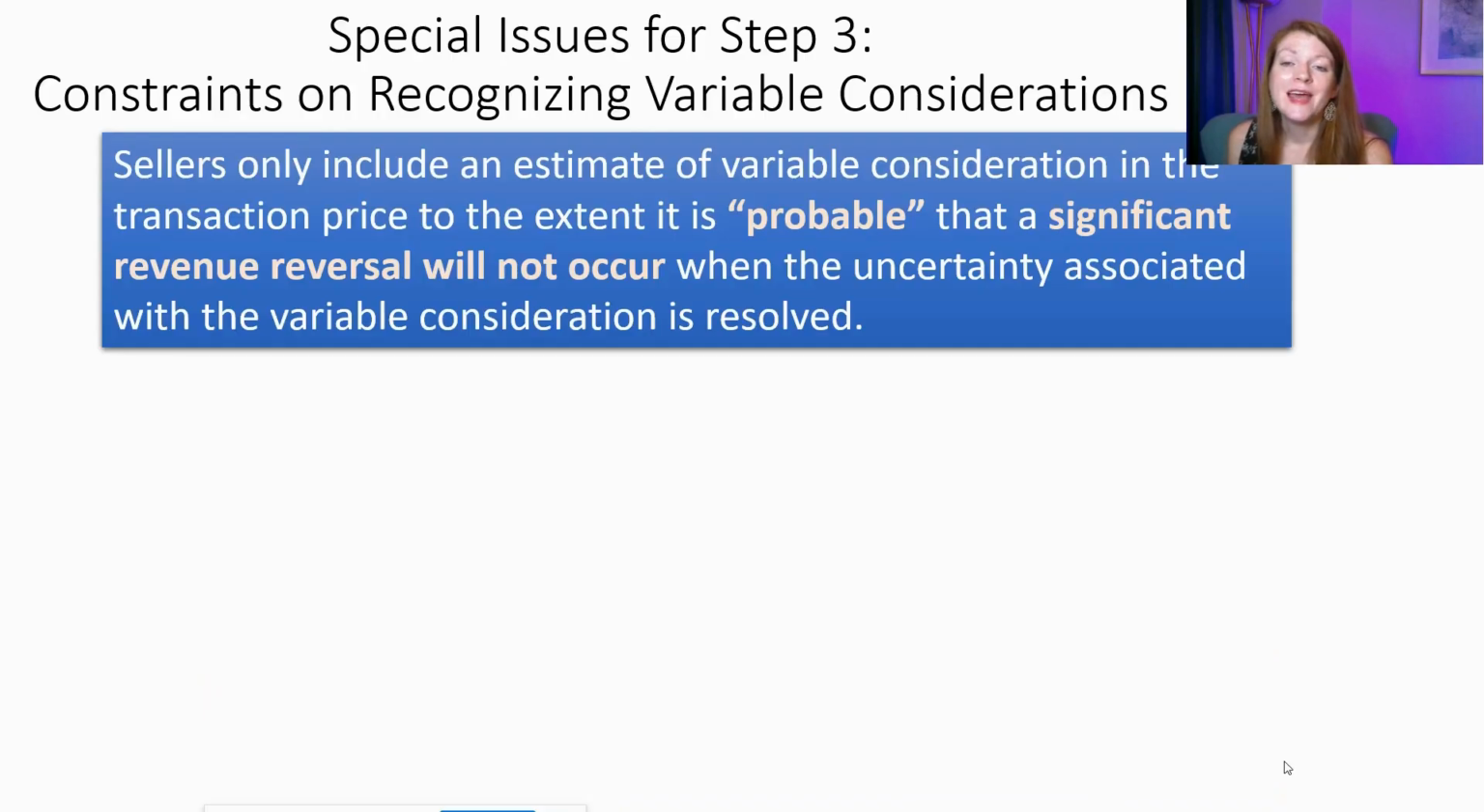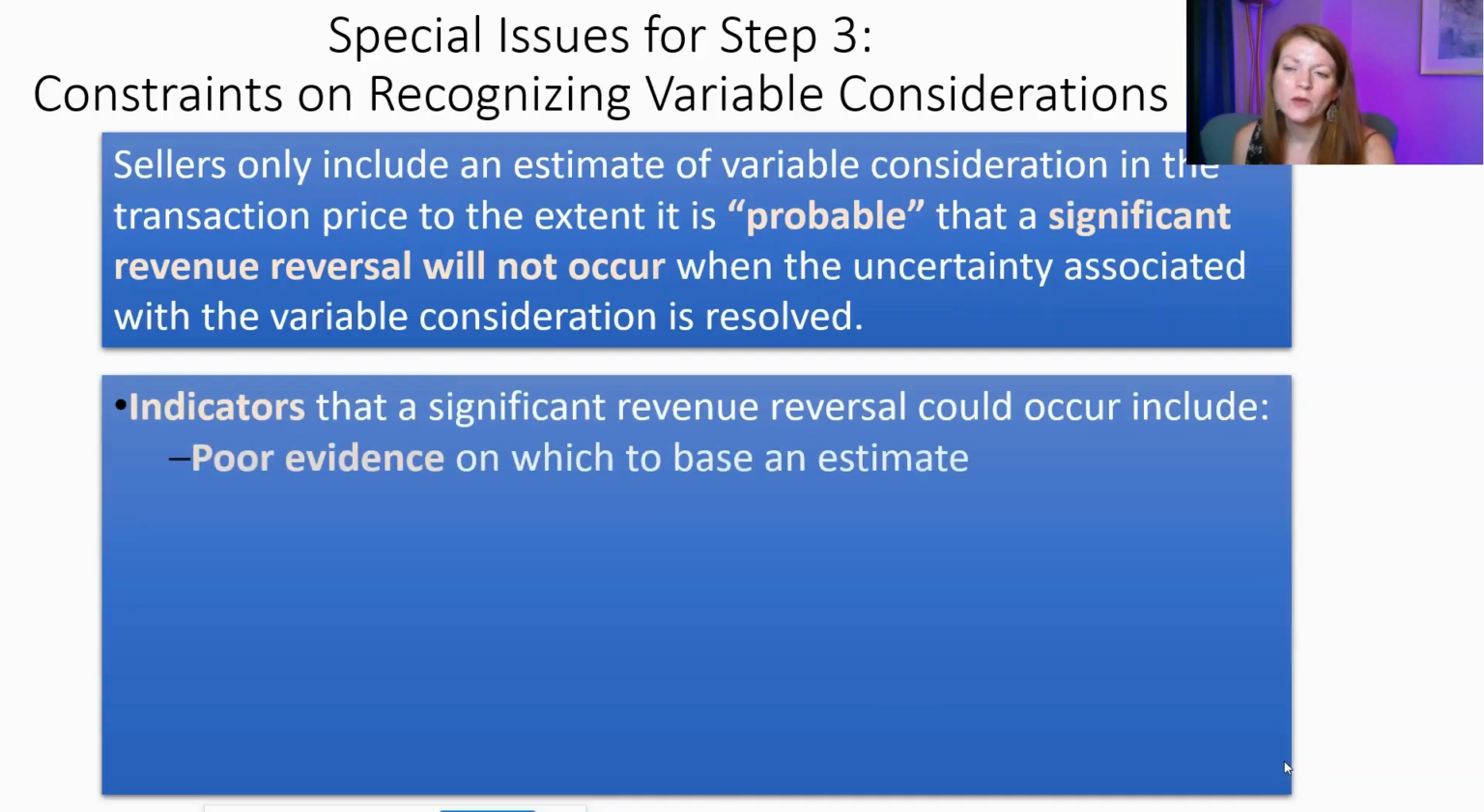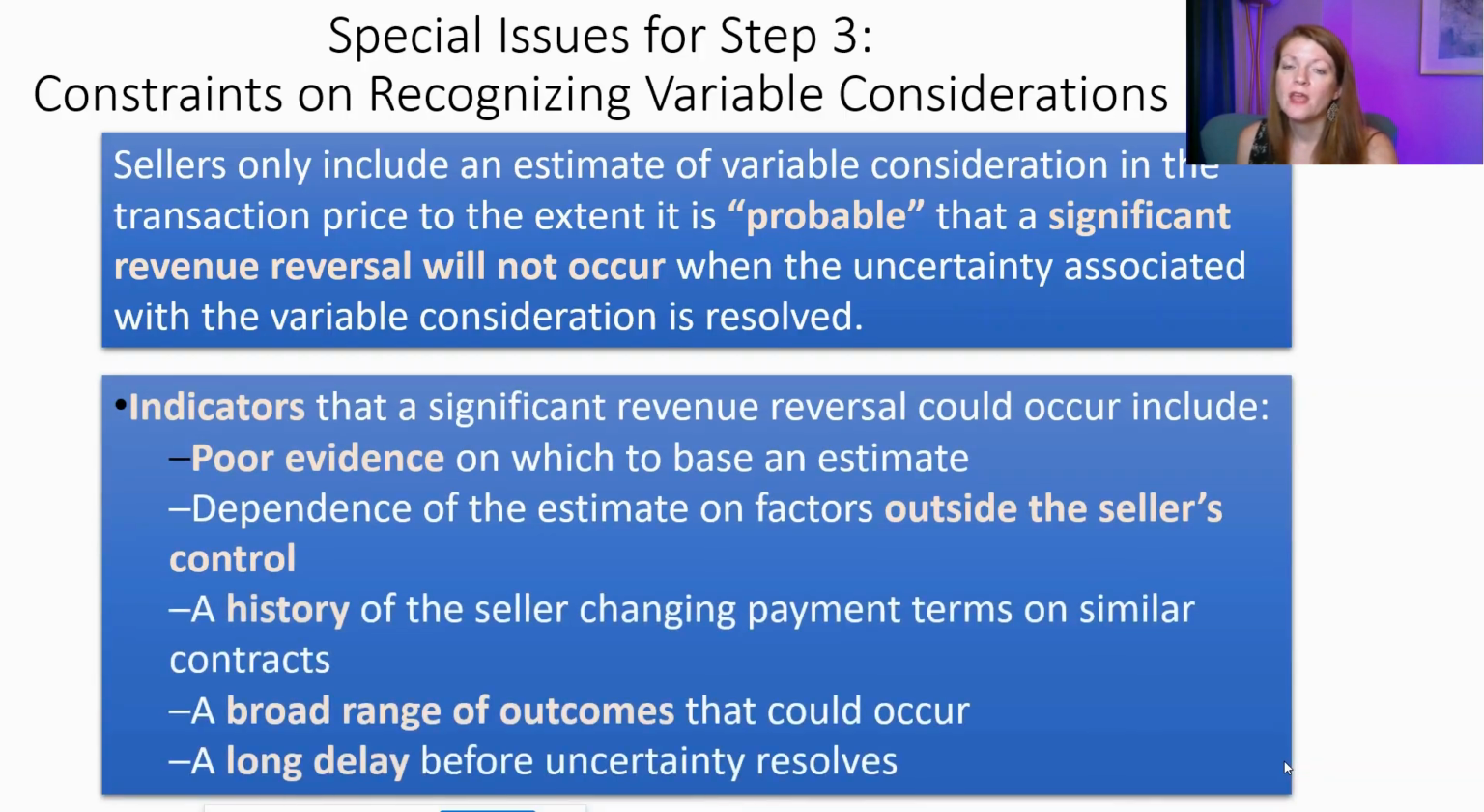Sellers only include an estimated variable consideration in the transaction price to the extent that it is probable that a significant revenue reversal will not occur. So in other words, if they think that it may reverse after that, then they're not going to record it. So again, it's kind of going to the most likely situation. Indicators of that could be poor evidence on which to base an estimate. So maybe they say 75%, but they really don't have a very good way to estimate it, so they're not feeling too good about it.